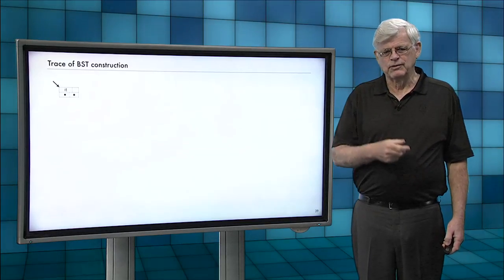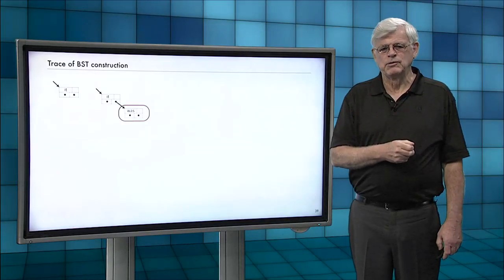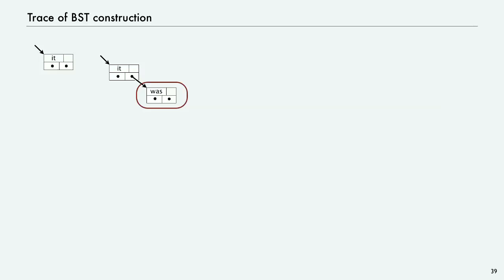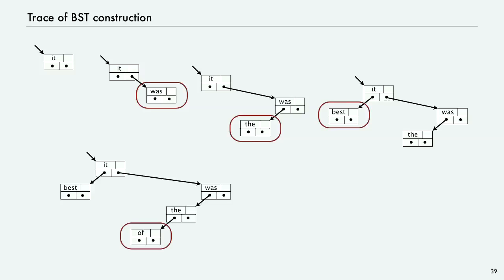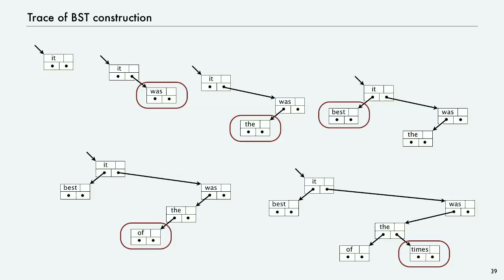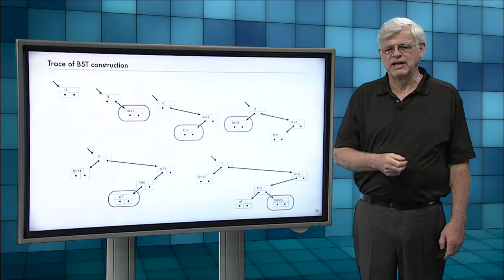And this is just a quick trace to see what it does for our example. So we have it, and then was comes, and not even showing the frequencies, just focusing on the keys. Then the arrives to the left of was. Best is smaller than it, so it gets added on the left of it. And then of is bigger than it, less than was, less than the, and so forth. So you can see the binary search tree getting built up by new nodes getting added at the bottom. Next, we have to look at the analysis and try to understand this performance, and do we meet the performance specifications that we've set.